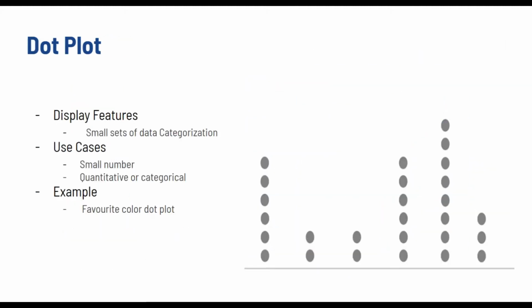Dot plot. Dot plot is used for relatively small sets of data, and the values fall into a number of discrete categories. Dot plots can be used to plot frequency counts when you have a small amount of categories, or they might be useful when the variable is quantitative or categorical. In the example shown here, suppose you have a class of 26 students. They're asked to tell their favorite color. The dot plot represents their choices.